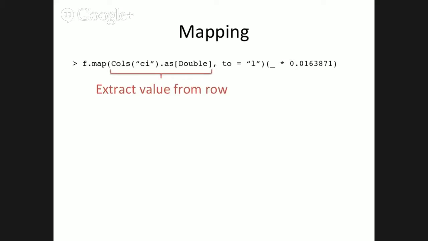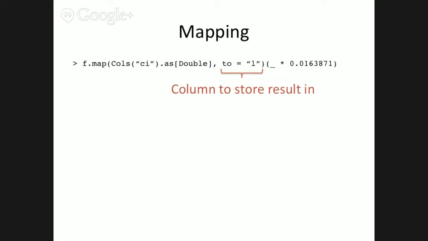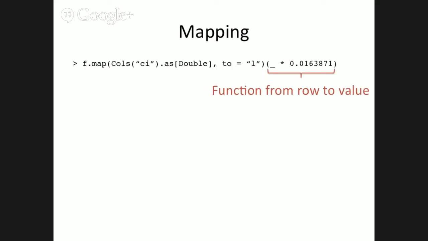So basically, we say, okay, we want to extract some value as this. We have two columns. This is the column we're going to store the result of this map into. The actual function I'm doing here is converting cubic inches to liters. That's because I'm Canadian and I understand liters. So this is just a conversion factor. We have a function that takes cubic inches as a double, and we turn it into liters, and it gets stored back in the frame.